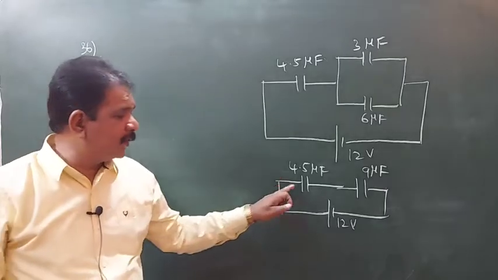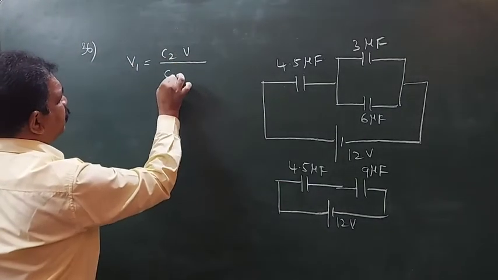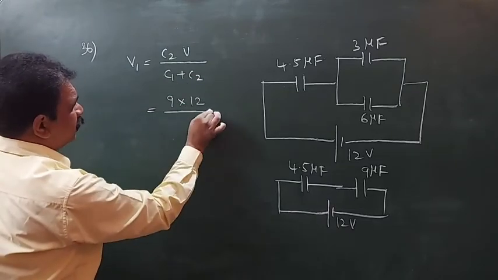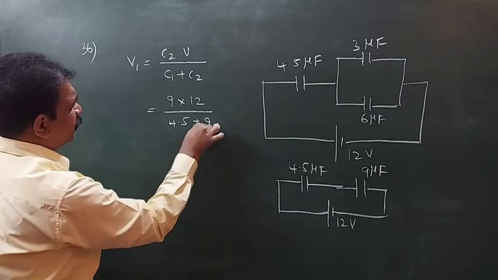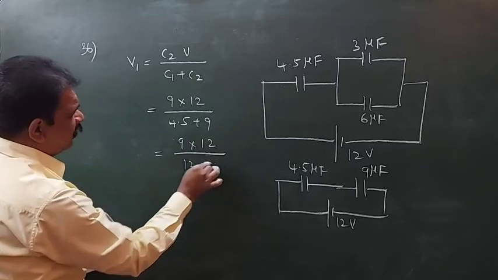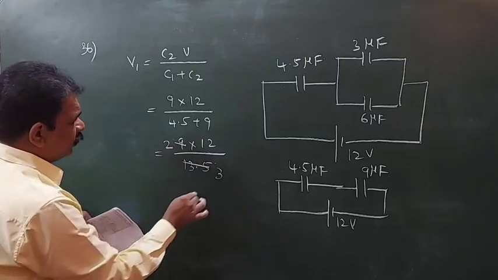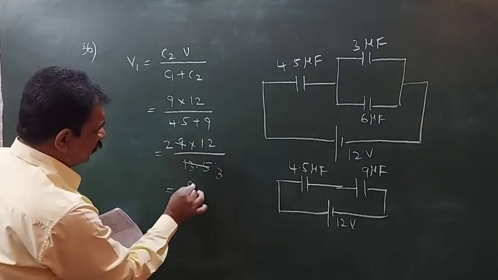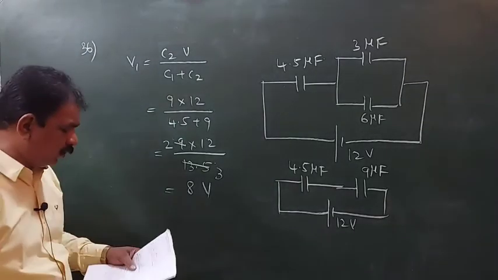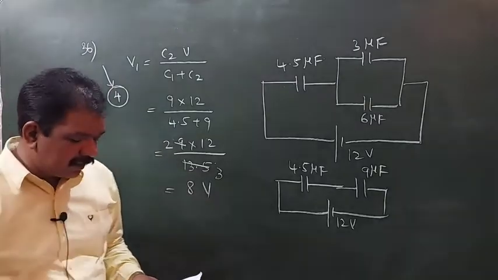PD across the first capacitor V1 is equal to, what is the formula? C2V by C1 plus C2. So 9 into 12 by 4.5 plus 9, so 9 into 12 by 13.5. The 4.5 twos, the 3 fours will cancel. This will be 8 volt. PD across this will be 8 volt. So 36 will be option 4. Next, 37, you see.